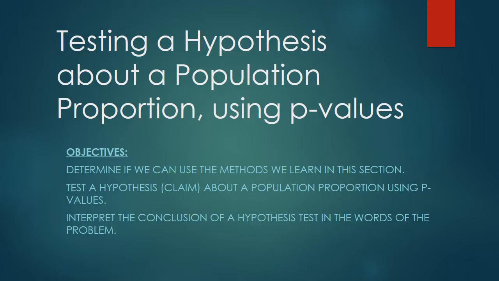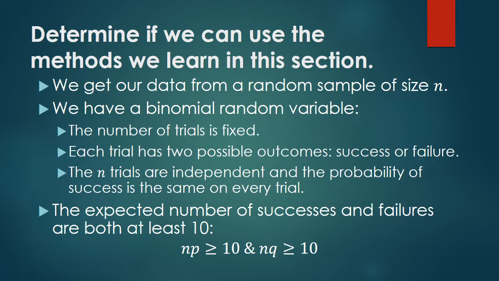So in this section, we're first of all going to determine if we can even use the methods we learn in this section. We are going to test a hypothesis or a claim about a population proportion using p-values, and then interpret the conclusion of a hypothesis test in the words of the problem. Our Hawks Online homework is 11.4b, the p-value method.